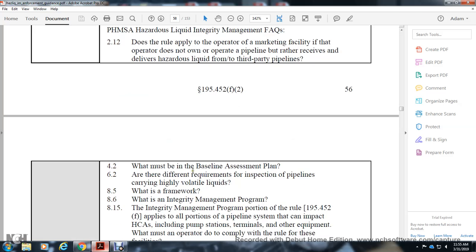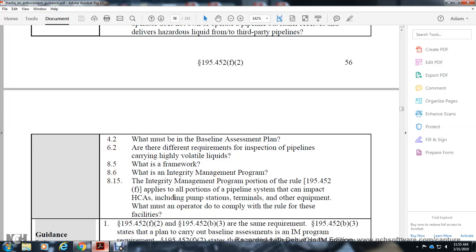4.2 What must be in the baseline assessment plan? 6.2 What are the different requirements for the inspection of pipeline carrying highly volatile liquids? 8.5 What is the framework? 8.6 What is the integrity management program? 8.15 The integrity management program portion of the rule, 195.452(f), applies to all portions of the system that can impact a high consequence area, including the pump stations, terminals, and other equipment that must operate to comply with the rules for the facility.